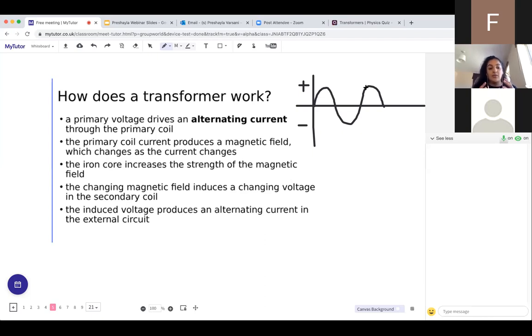Okay, so the next step is then the iron core taking the magnetic field and increasing the strength of it. Okay, so that's another purpose of the iron core. Not only does it transfer the magnetic fields, it also increases the magnetic field. So increases the strength of the magnetic field. Now, the changing magnetic fields that we have because of the changing input current induces a changing voltage in the secondary coil. Okay, so we now have a changing magnetic field in the transformer, which induces, remember, induces is another word for creates, creates a changing voltage in the secondary coil. Now, because we have a changing voltage in the secondary coil, we then produce an alternating current in the output.